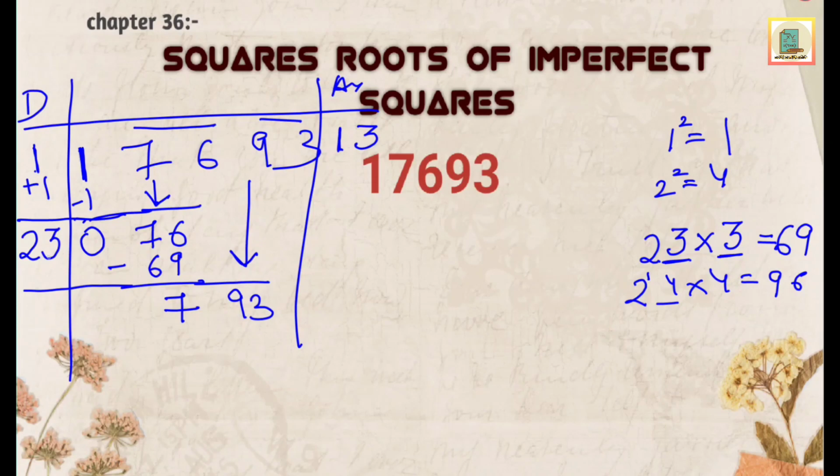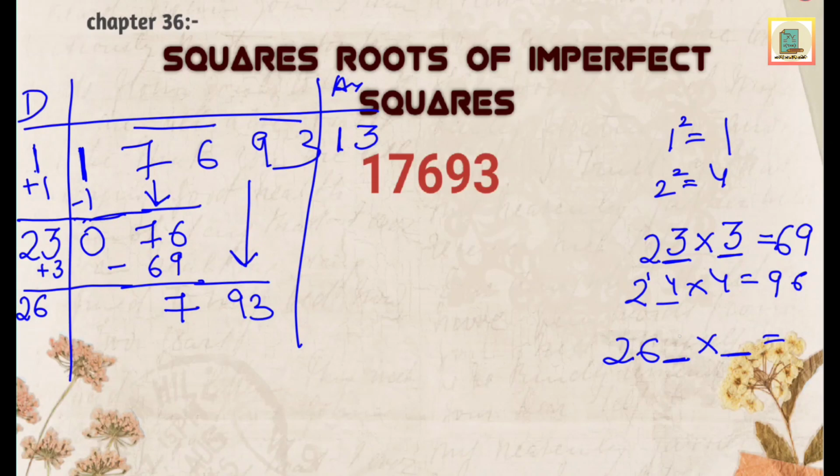So here in the units place there is 3. So add the same number 3 to it. We get 26. Now let's find the divisor. So it's 26. Now we have to add the same number over here and multiply with the same number in order to get the number near to 793.